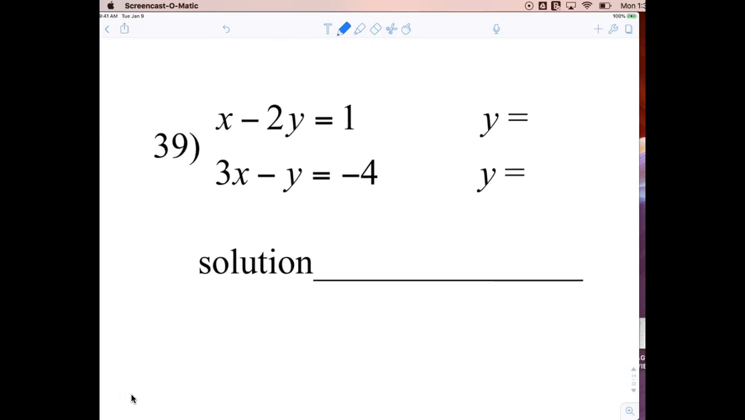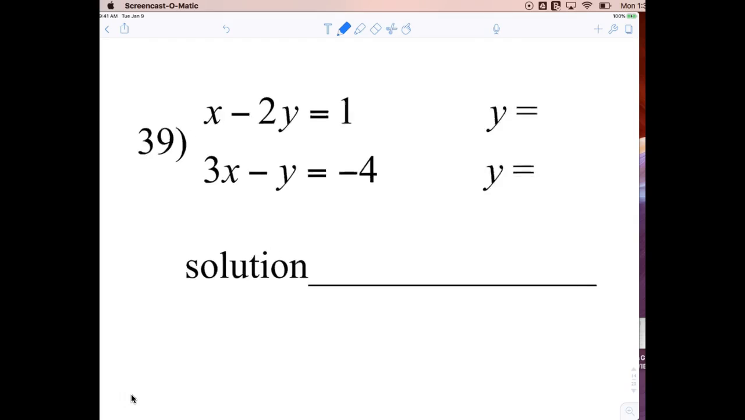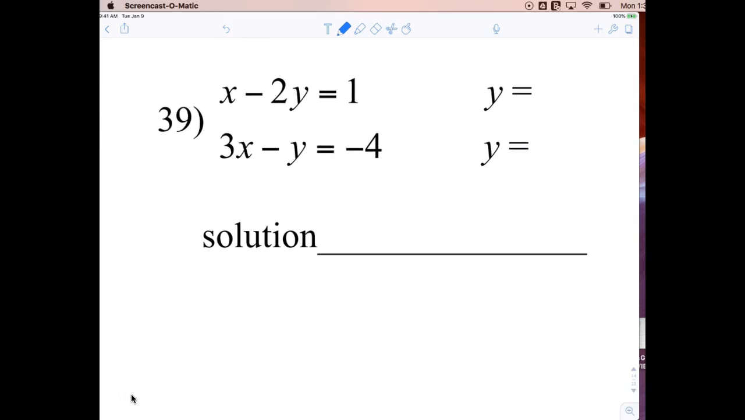39. Let's try 39. All right, so for 39, somebody look up and tell me what I need to do for 39. Times multiplied by what? Well, there's lots of things you can do. It's not necessarily wrong, but say something. Come on. The worst you can be is wrong. What is it? Multiply what?